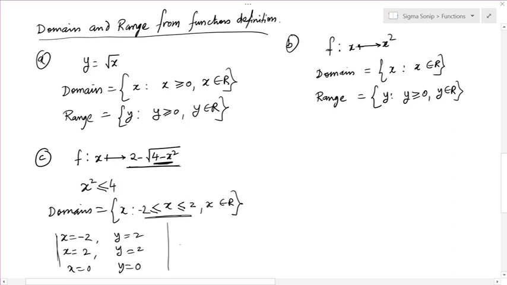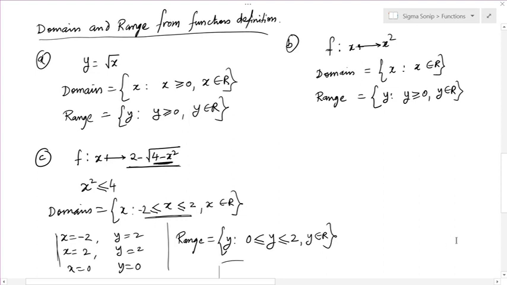So that will tell us that our range consists of y such that y is greater than or equal to 0 and less than or equal to 2, and y is real. That's the range for this function.